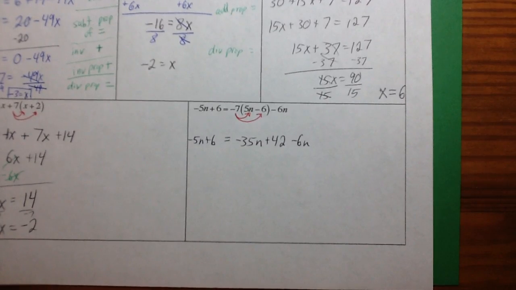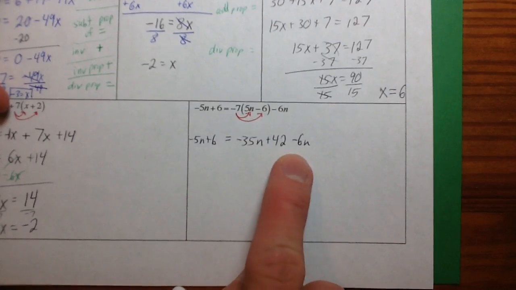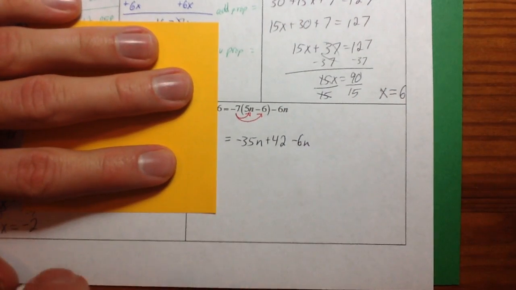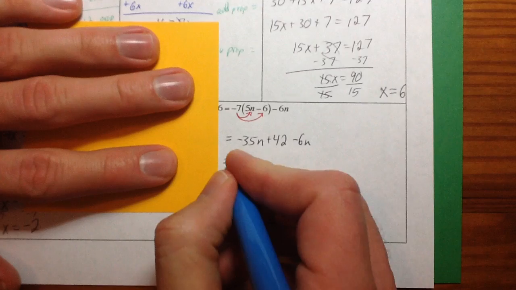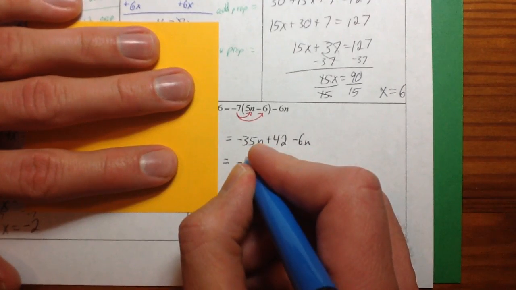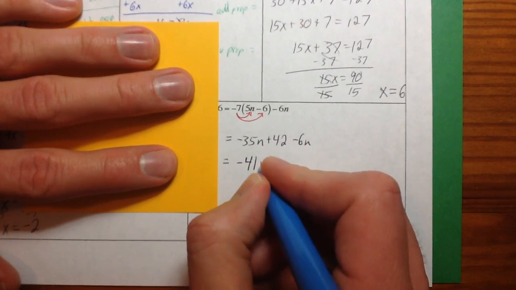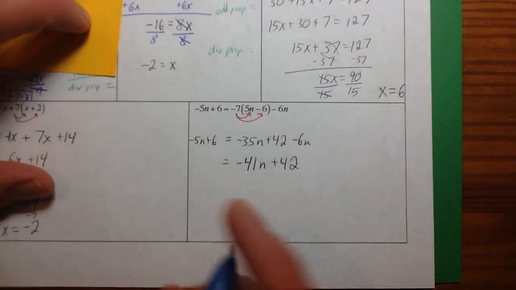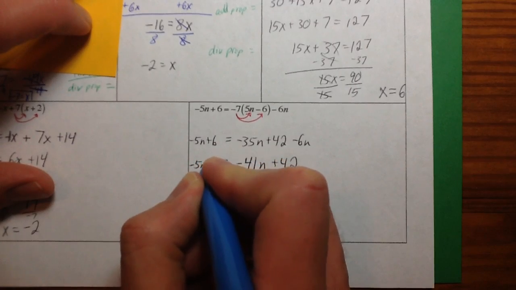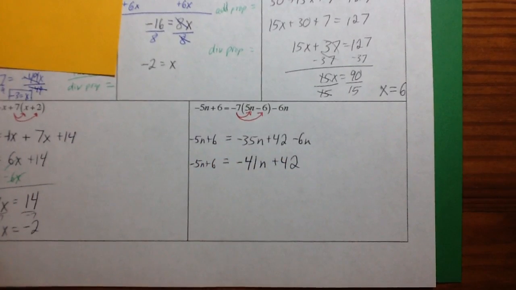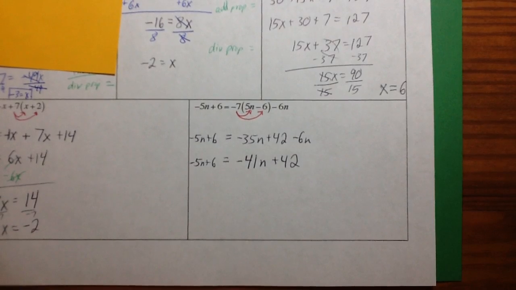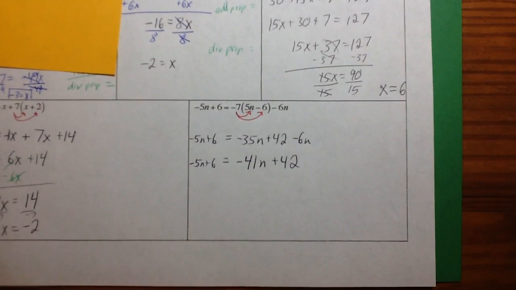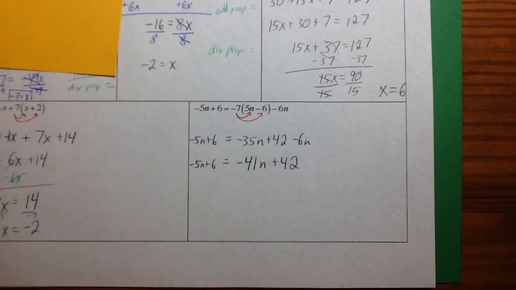Let's put some like terms together on this side. Let's simplify this side before we start moving some stuff around. So negative 35 minus 6 is negative 41n plus 42. This one may not turn out too clean. The other side stays exactly like it is. All right. So here's what we're going to do. You know what? This one's going to turn out neat. Yeah, it's going to turn out okay.